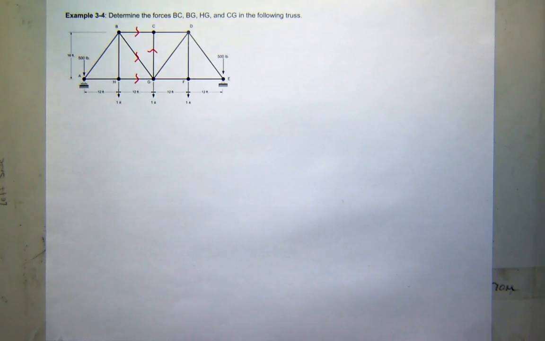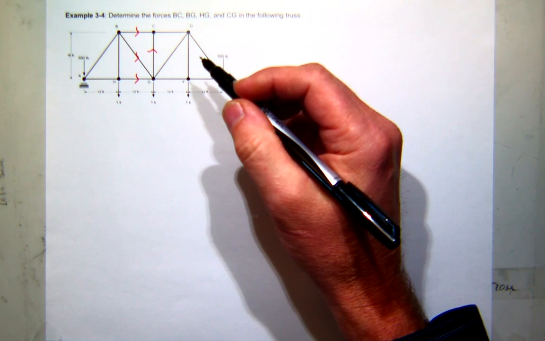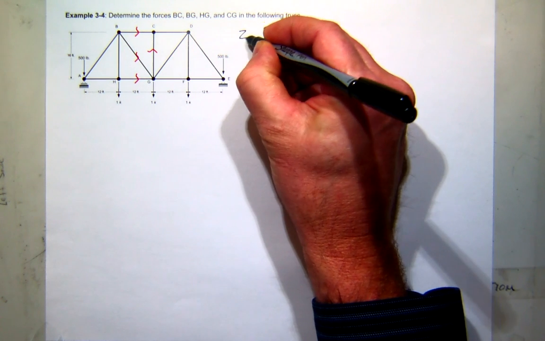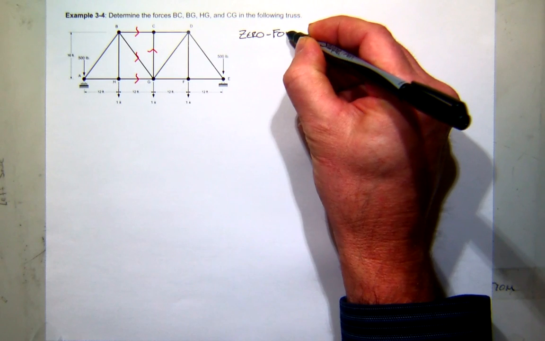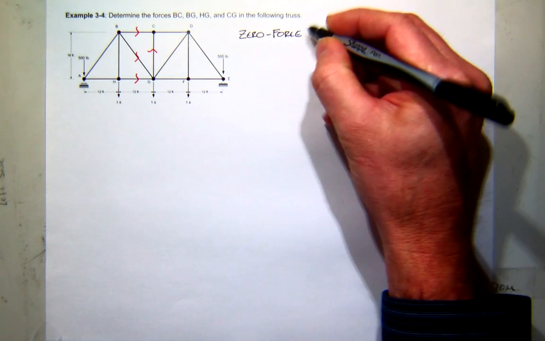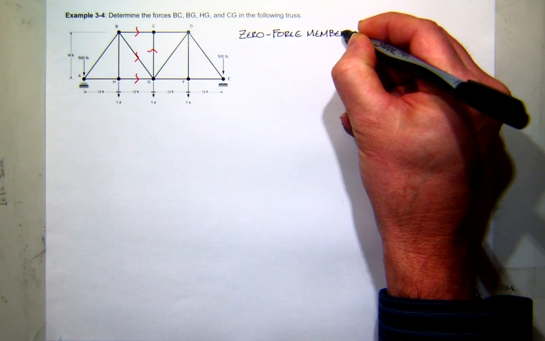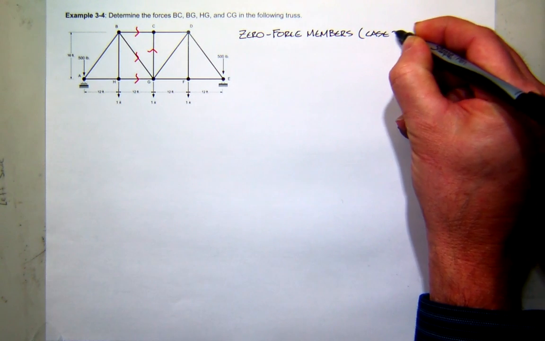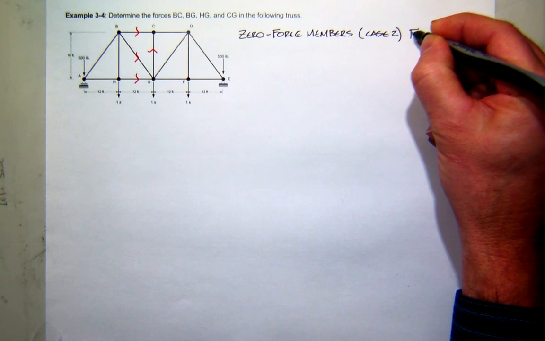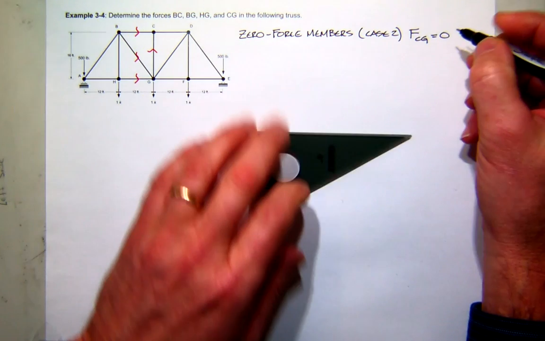So which element is 0? CG. So our zero force members, using what we defined in the notes as case 2, should give us that the force in CG is 0.